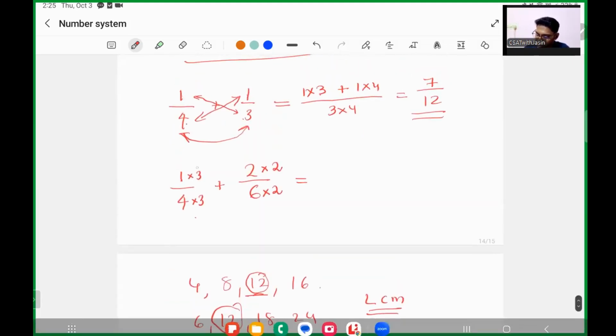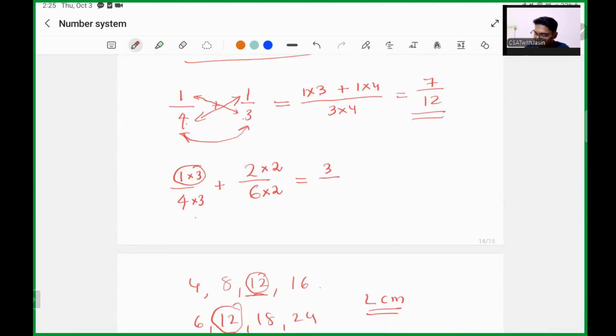So what happens here is 1 into 3 is 3 and 4 into 3 is 12, plus 2 into 2 is 4 and 6 into 2 is 12. So it became like this. Here the denominators have become equal. Now, if the denominators are equal, then you can directly add the numerators. Here 3 and 4 are in the numerators, so just add 3 and 4 together and use 12 as the denominator. So it will become 7 by 12. So if the denominators are the same, then you can directly add the numerators.